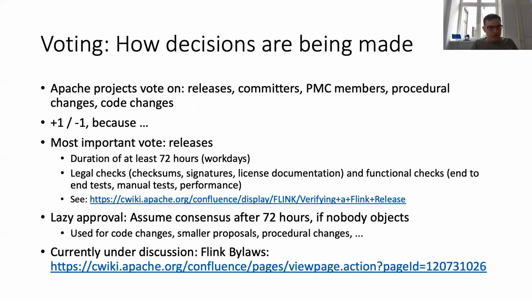But this wouldn't scale for all decisions to always require 3 +1 votes. That's why many projects use lazy approval, which means somebody puts a proposal onto the mailing list and says, I'm assuming that you all have agreed to this if nobody disagrees within 72 hours.